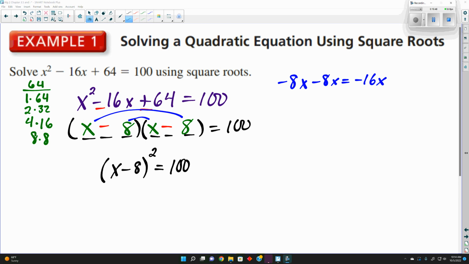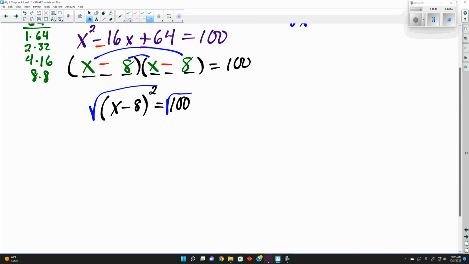What are the two ways or two setups that we could use the square root method? One is if we had x squared by itself, yes? Or if we had what? A set of parentheses squared, yes? Do we now have a set of parentheses squared? Which means at this point we can square root both sides and solve. Here the square root and square would cancel, telling us that x minus 8 is equal to plus or minus 10.